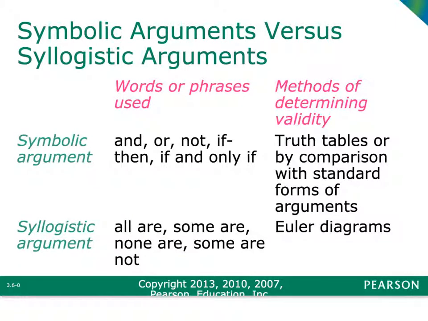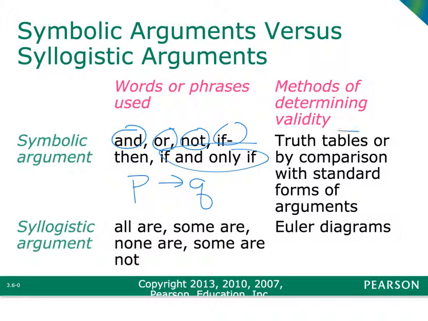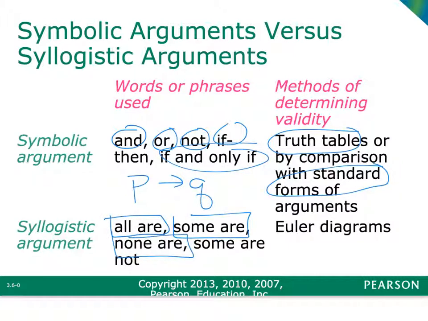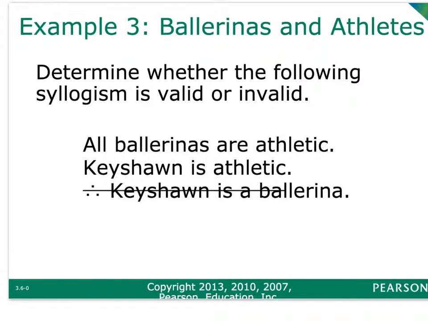So we've been doing symbolic arguments so far. Symbolic arguments typically use words like and, or, not, if then, if and only if. Those are the ones that you can do with your P's and Q's. You can prove those by using truth tables, or you can look at the standard forms that we talked about in section 3.5 to test whether an argument is valid or invalid. Syllogistic arguments are a little bit different. They include quantifiers, words like all are, some are, none are, some are not. If you start using quantifiers, then the way that you prove whether something is valid or invalid is by using an Euler diagram. So this would be an example of something that you could encounter on your homework.